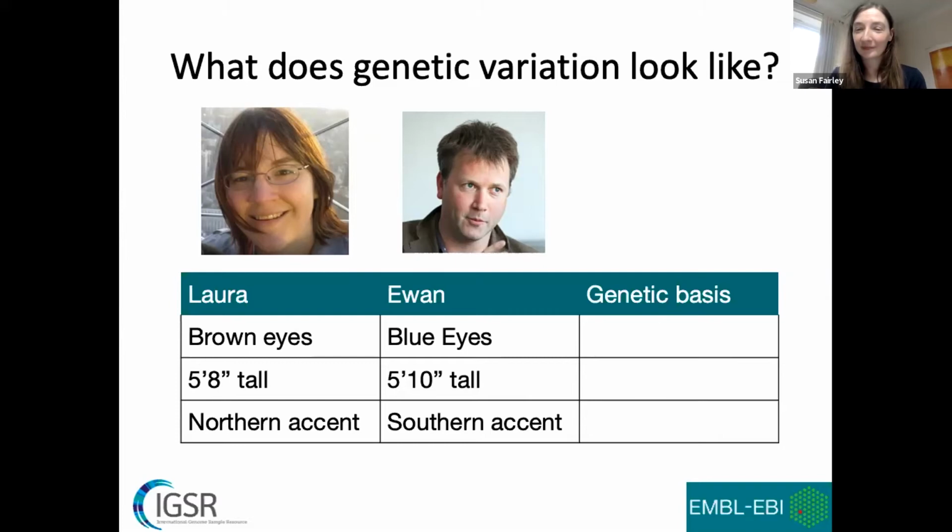So for our third one, for the accent, we've got quite a mix. So nobody thinks it's only genes. Most people think it's the environment only. A few people think it's both genes and the environment, and some people think it's neither, which is interesting.